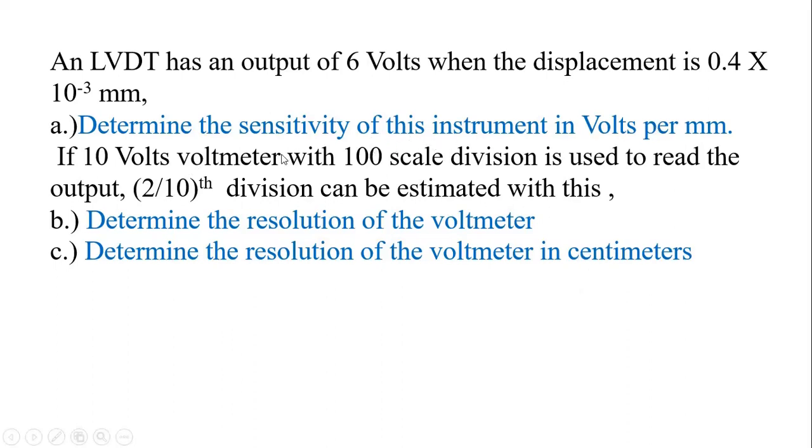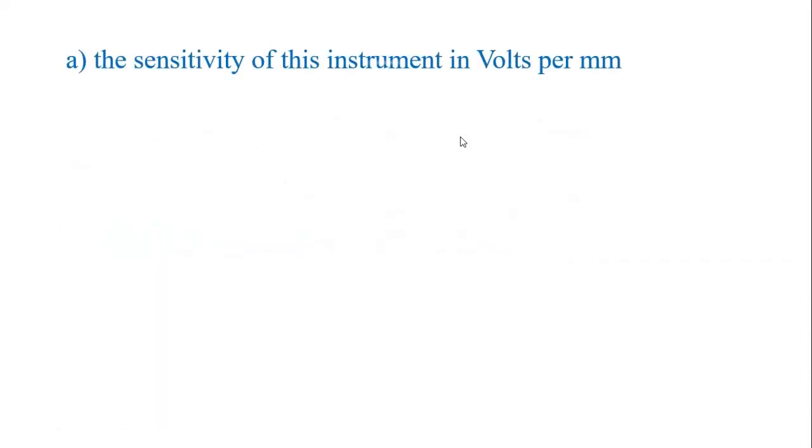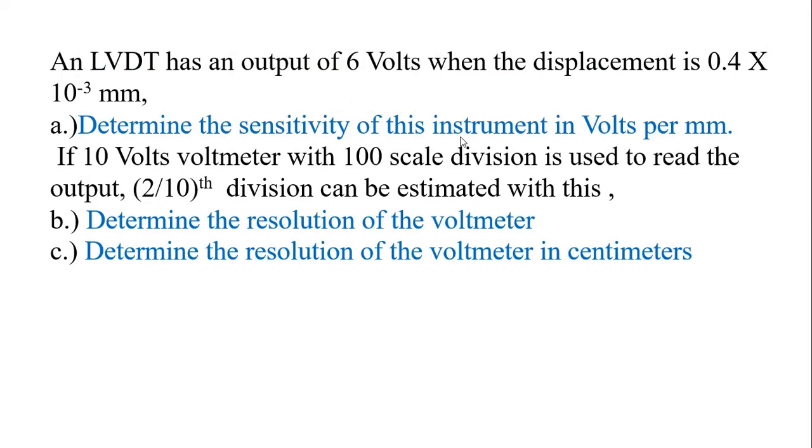Sensitivity, in a simple way, is nothing but output upon input. Now what is the output here? As we know, the LVDT is giving us the voltage and we are supplying the change in displacement to the LVDT. Hence this will be the output of the LVDT and this is the input. Hence if sensitivity is asked, you have to find this ratio.